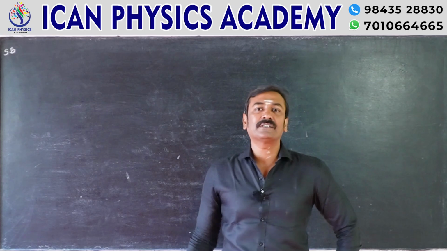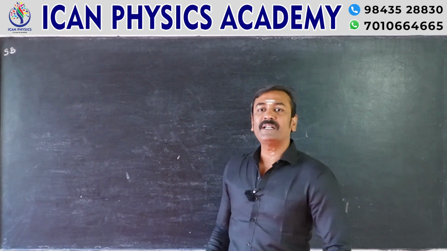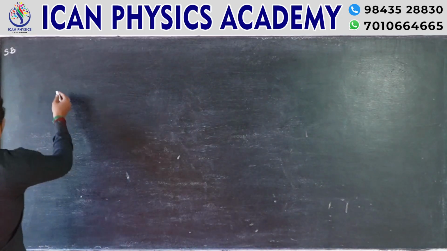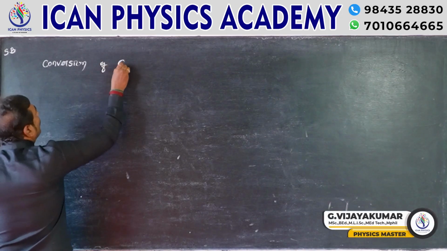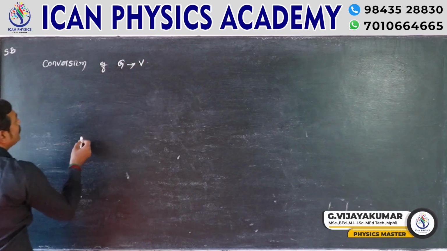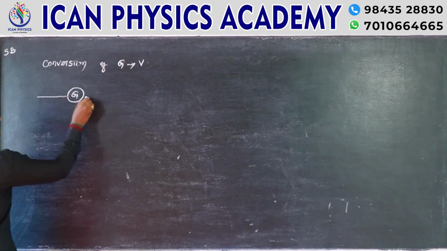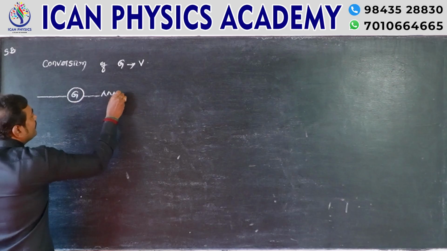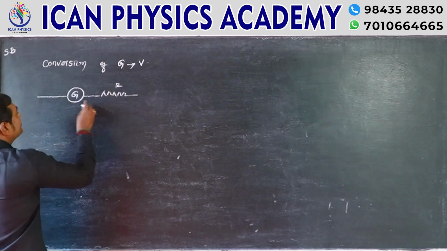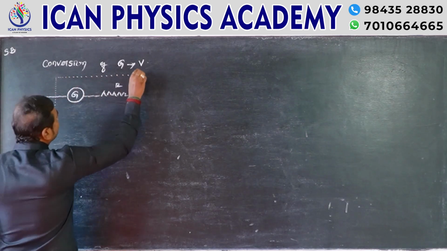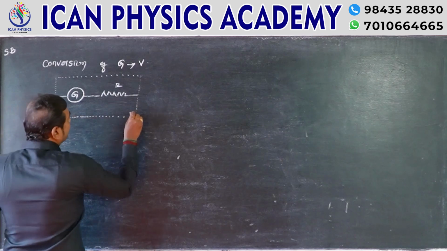Now in this class we are going to see the conversion of galvanometer into voltmeter. Conversion of galvanometer into voltmeter. So let us consider the galvanometer which is connected in series with the resistance. Then the system is converted into a voltmeter.